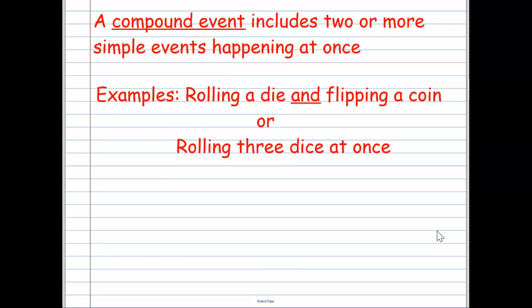All right, so go ahead and add these things to your notes. Hit pause and write them down. A compound event includes 2 or more simple events happening at once, like the examples I said: rolling a dice and flipping a coin, or rolling 2 dice at once, 3 dice at once. So make sure you have these definitions and examples in your notebook.